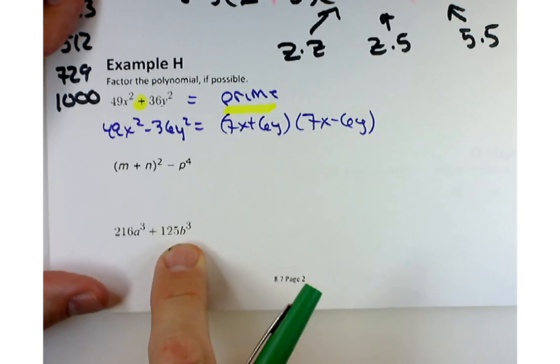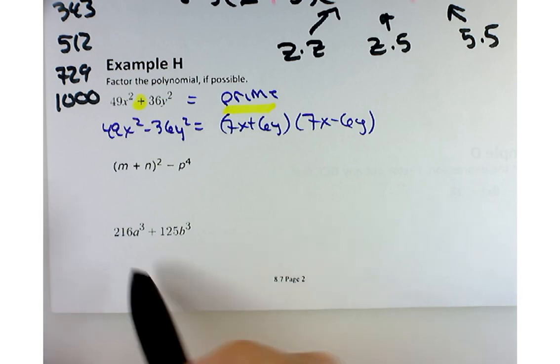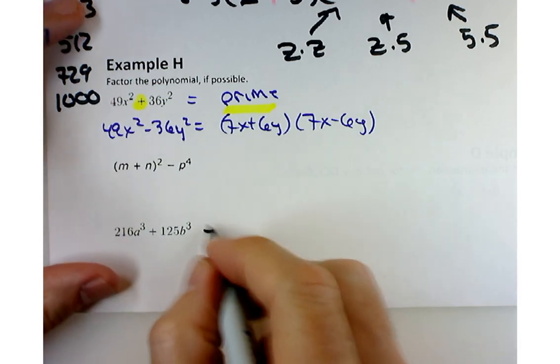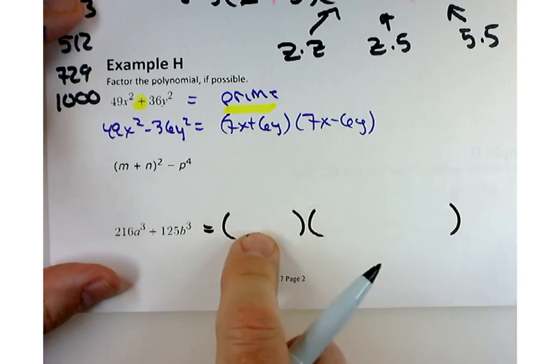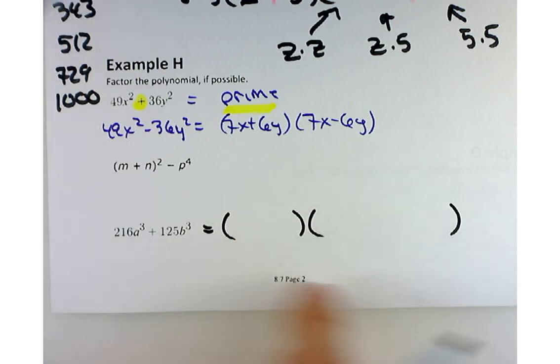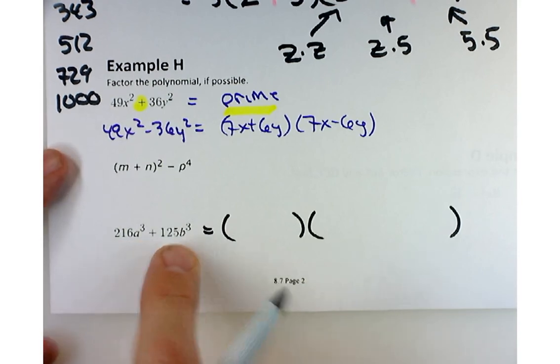What are your thoughts on doing this one? How do we do that one? I mean, you don't have to give me specifics, but what are your general thoughts? How's that one going to work out? Both are perfect cubes. So it's going to factor as a binomial times a trinomial. And you have to figure out, what do I cube to get this? What do I cube to get this?